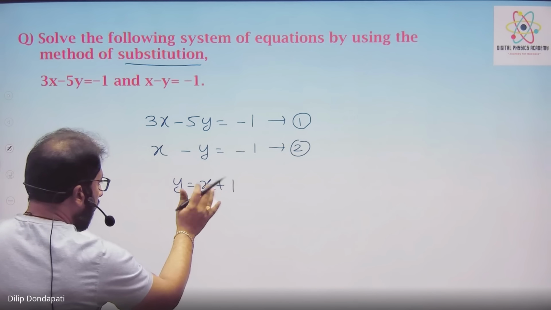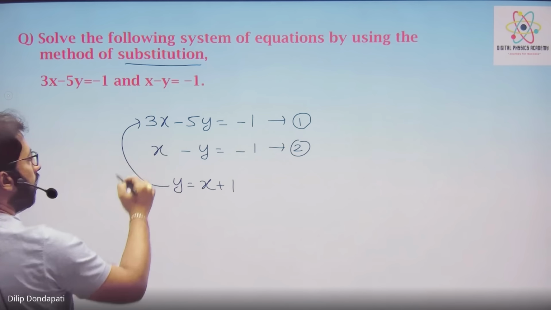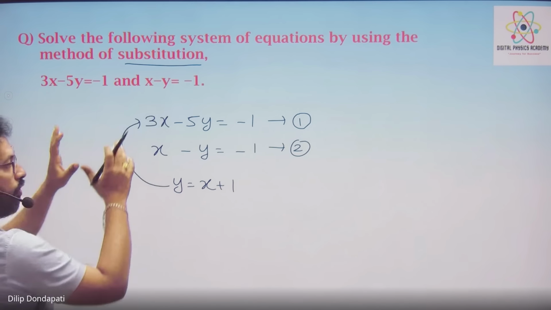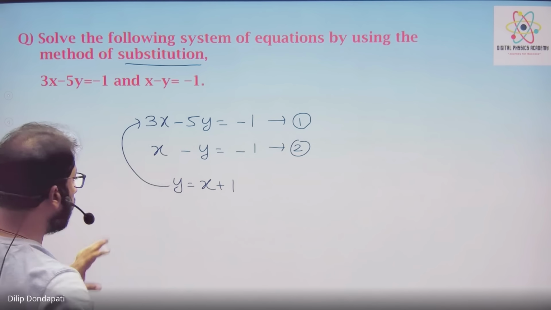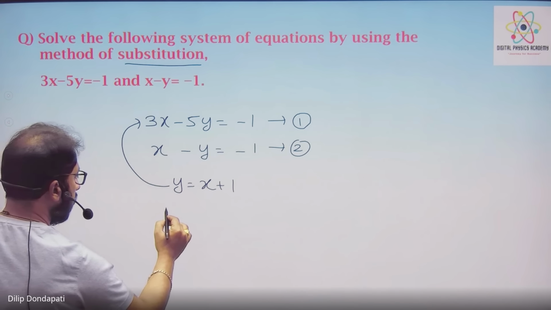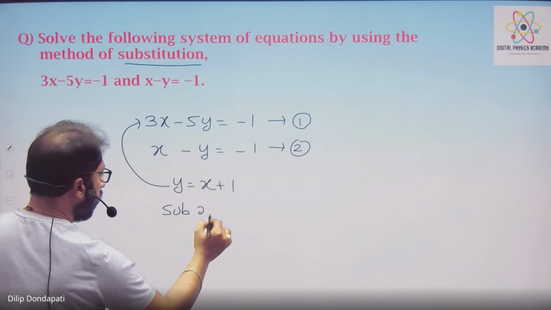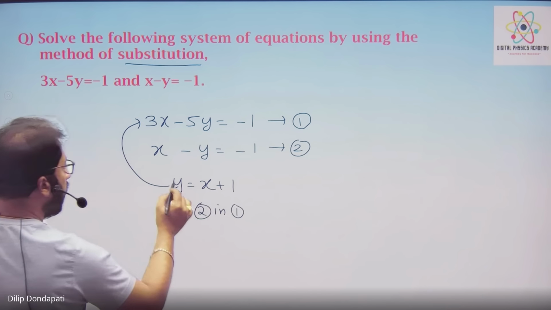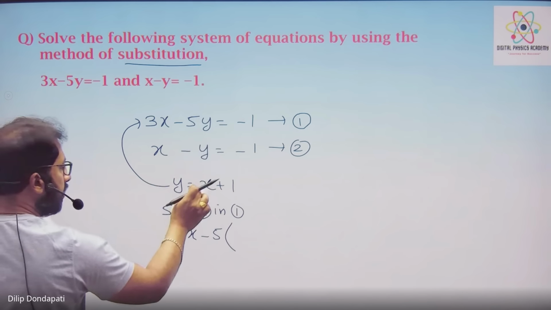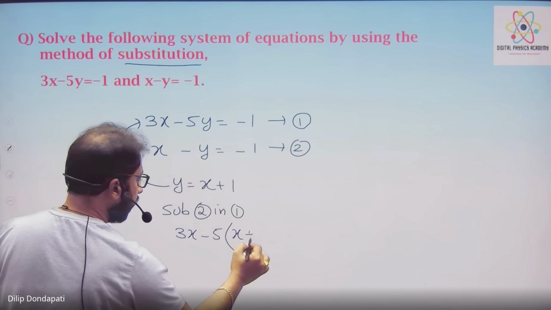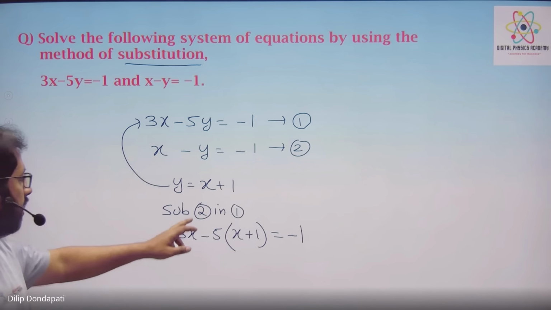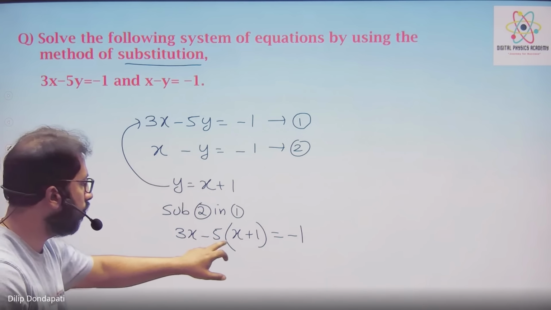Now what will I do? I take the y value and substitute it in the first equation. We are solving to find the values of x and y, right? So this is the procedure. Take one variable from the second equation and substitute. Substitute 2 in 1. What I will do: 3x minus 5 times y, in place of y I am substituting x plus 1, is equal to -1. Did everyone understand this? In place of y, I substituted here 5 times x plus 1.